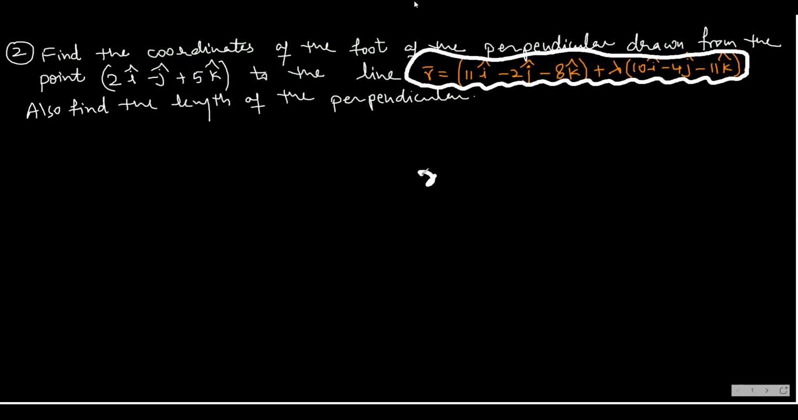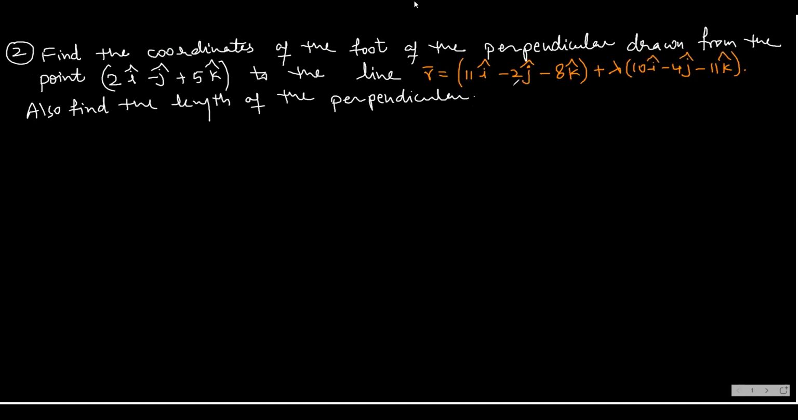Instead of giving the equation (x minus x1) upon a1 equals (y minus y1) upon b1 equals so on, they are giving the equation in vector form, that is r bar is equal to a bar plus lambda b bar. It is okay for me. Why? Because if I have the equation this way, I know that this is the coordinates of the point on the line. And what is this? This is the DRs of the line.